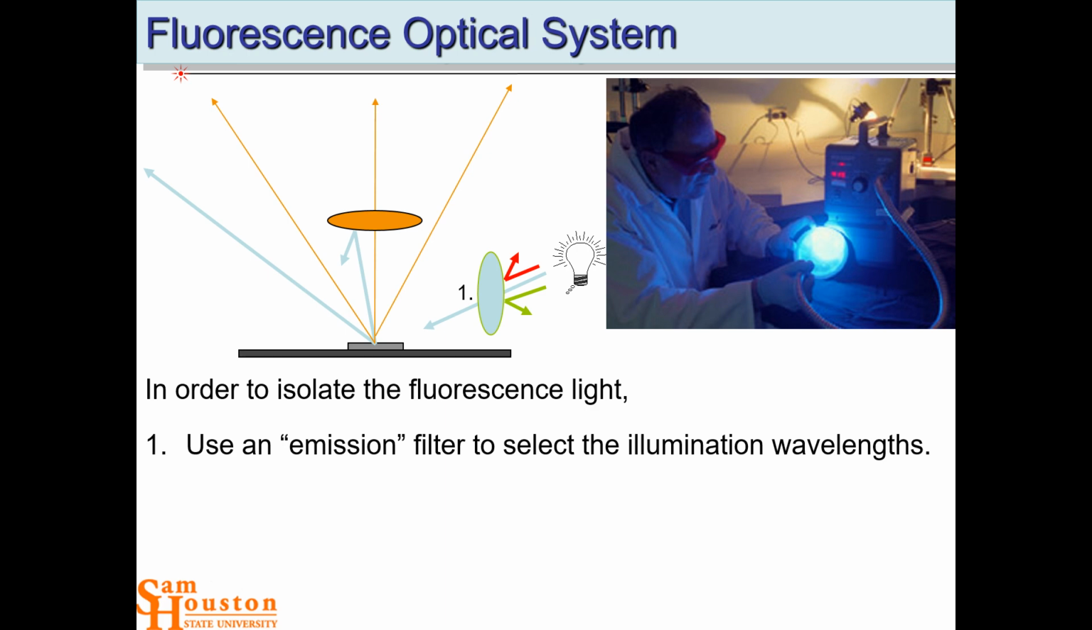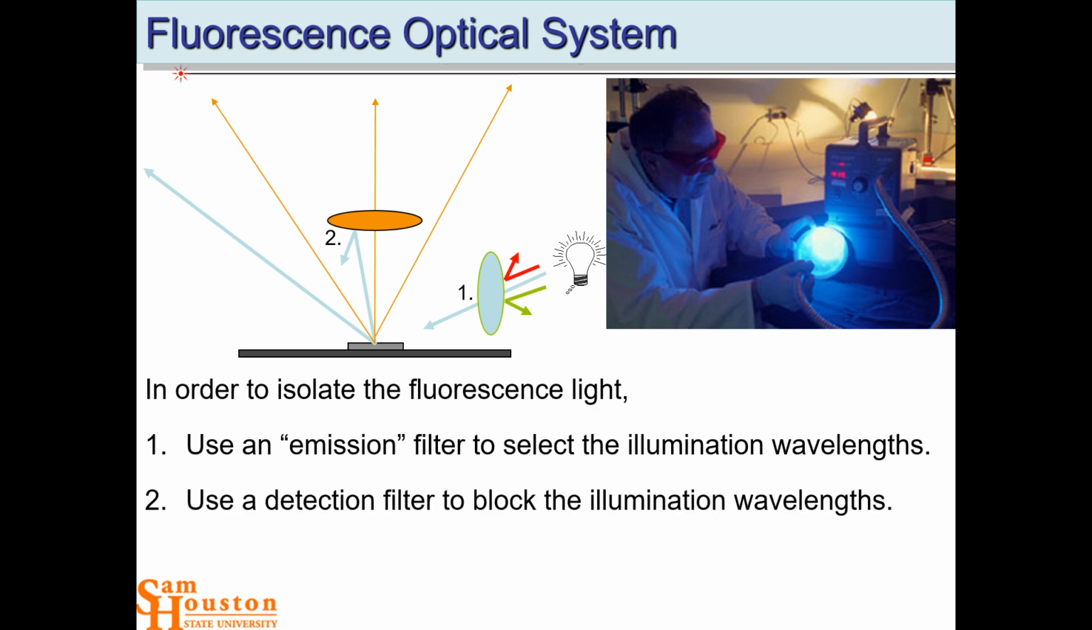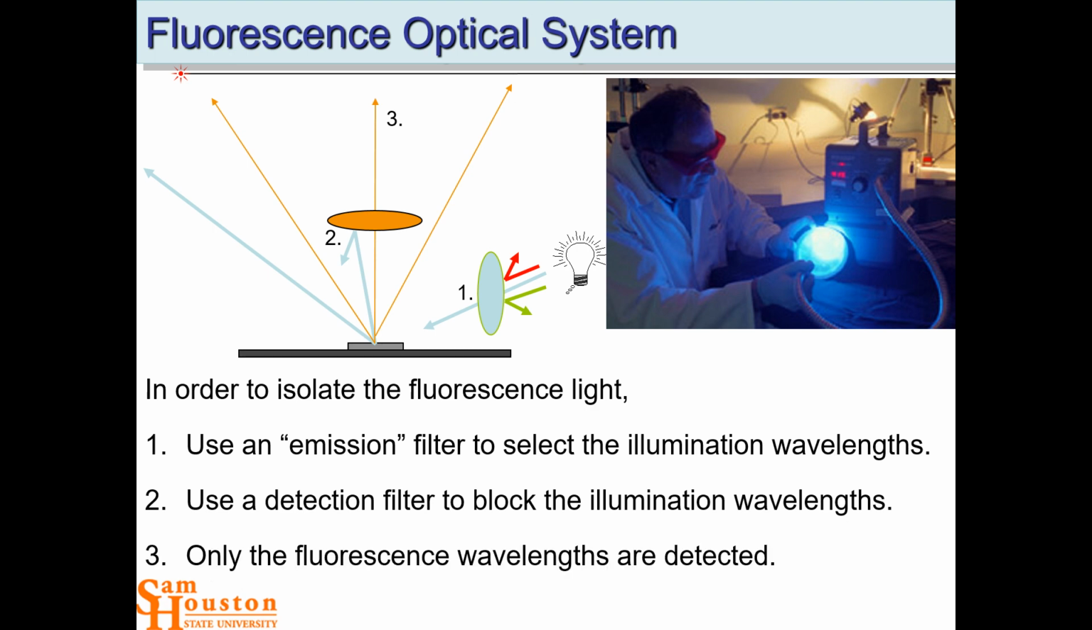And so that's how we isolate that fluorescence light. We use an emission filter to select the illumination wavelengths. So these are all vocabulary words: illumination wavelength, emission filter, and then the detection filter that blocks those illumination wavelengths. And that's being shown right here. So 1 is the emission filter, the 2 is the detection filter. And only those fluorescent wavelengths are detected, which means that we can really crank up the sensitivity on our camera.